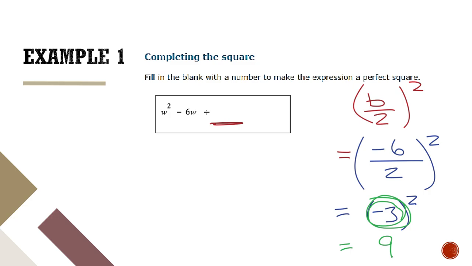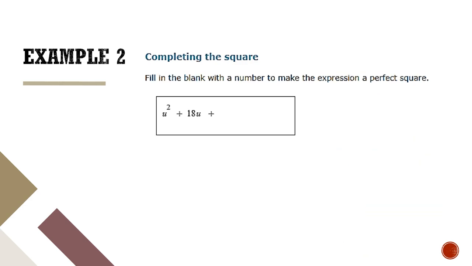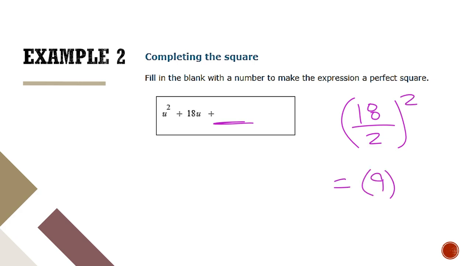If you're typing it in a calculator, make sure you use parentheses around the negative 3, because anytime you square a real number, it will always be positive. So this answer should always be a plus number, which in this case is plus 9. Walking through that again with 18 as the b value, we divide it by 2 and square it: 9 squared is 81. So we're going to be adding 81 to both sides in just a moment.